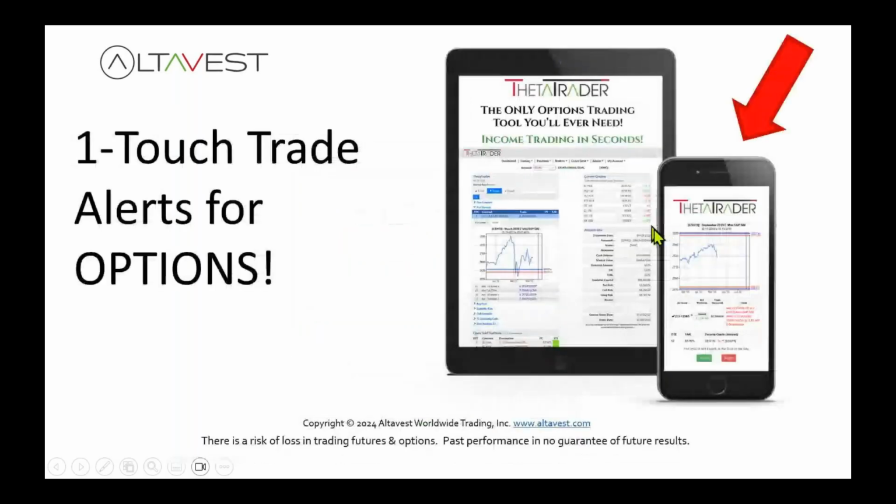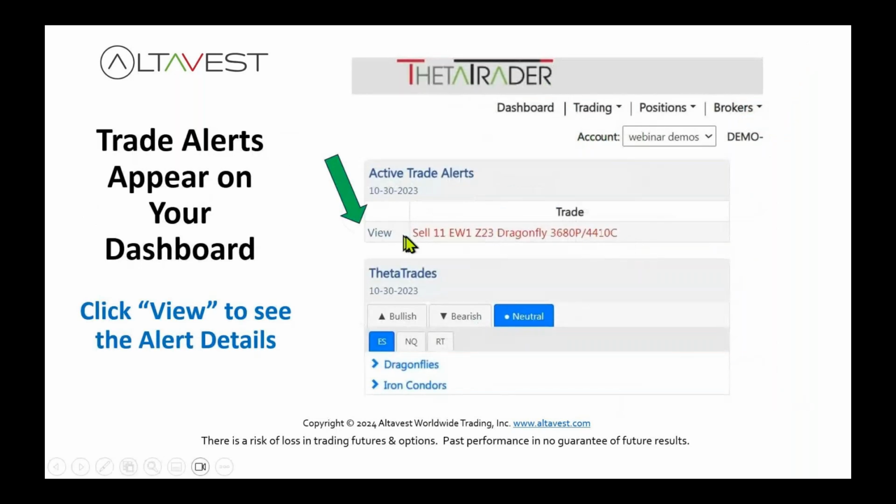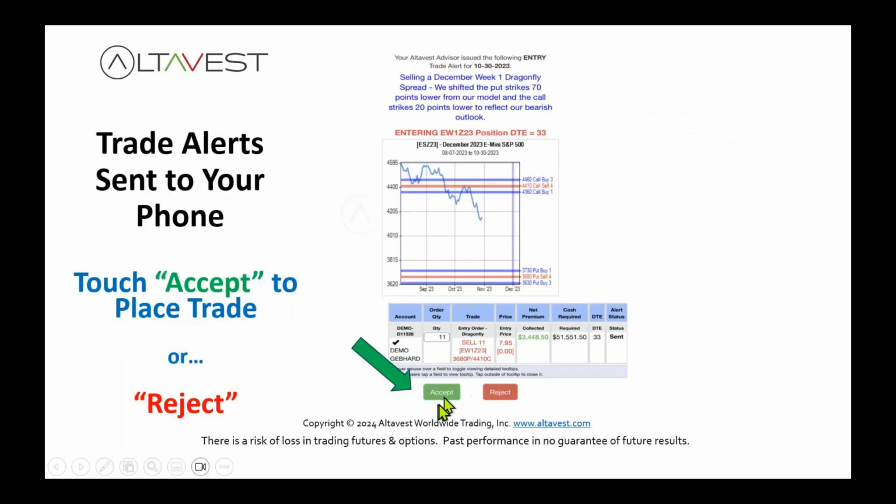And then those one-touch alerts that I mentioned earlier also appear on your dashboard, so you can view the alert right here when they're sent out to you. And then on your phone or iPad as well. Just touch accept or reject, and that's all you have to do.